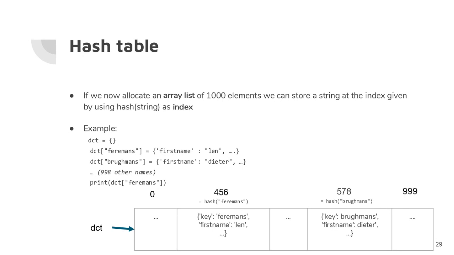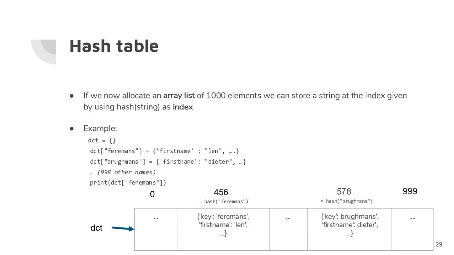Here is an example in Python. You have an empty dictionary, and in the dictionary you first store some information about the user Pheromans. That means in the dictionary, as the key, you use Pheromans, and then you store some attributes. You do the same for Dieter Brugmans, indexed by Brugmans. Then maybe you have 998 other users you want to add to your dictionary. Then you can look up Pheromans in the dictionary, and that lookup, returning all the attributes associated with the key Pheromans, only takes constant time. Even if you have millions of elements in your dictionary, that lookup will only take constant time.